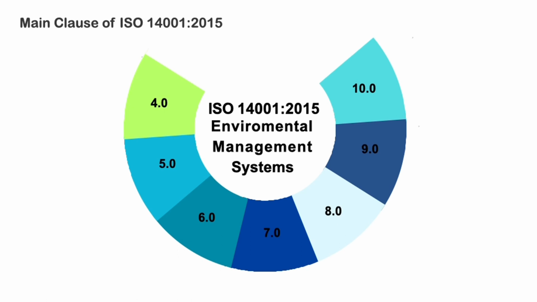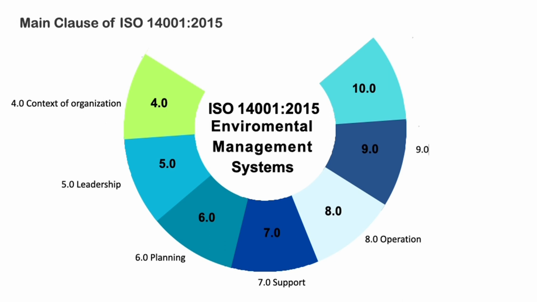The main clauses of ISO 14001:2015. Apart from its scope, normative references, and terms and definitions, the main clauses of ISO 14001:2015 can be listed as context of the organization, leadership, planning, support, operation, performance evaluation, and improvement.